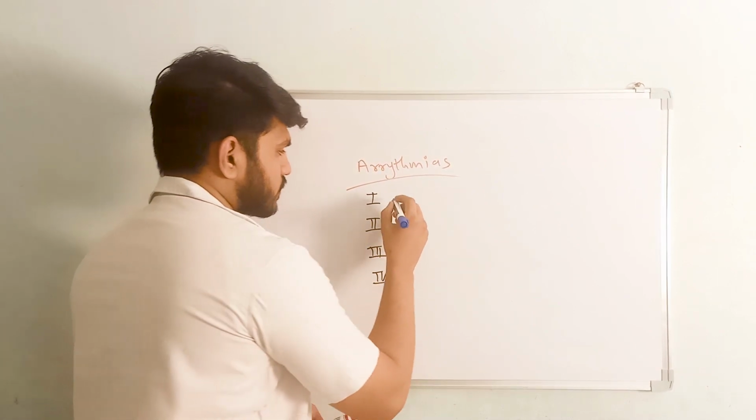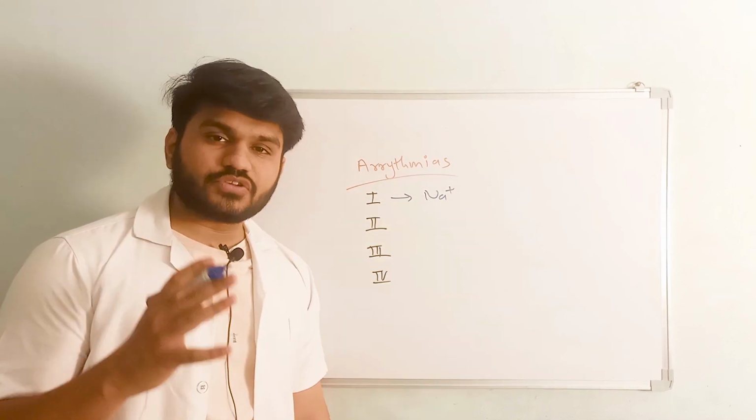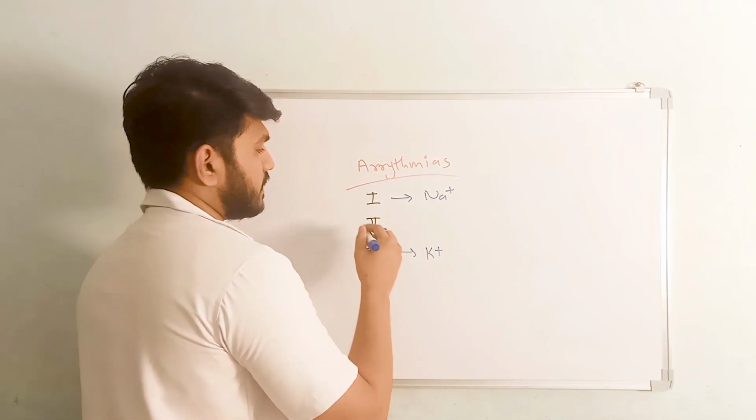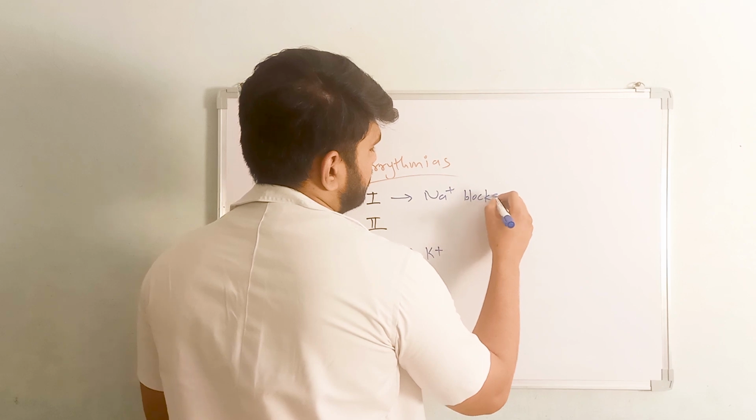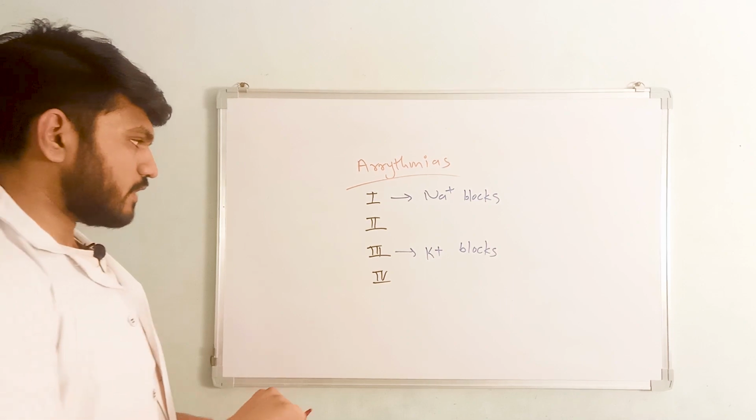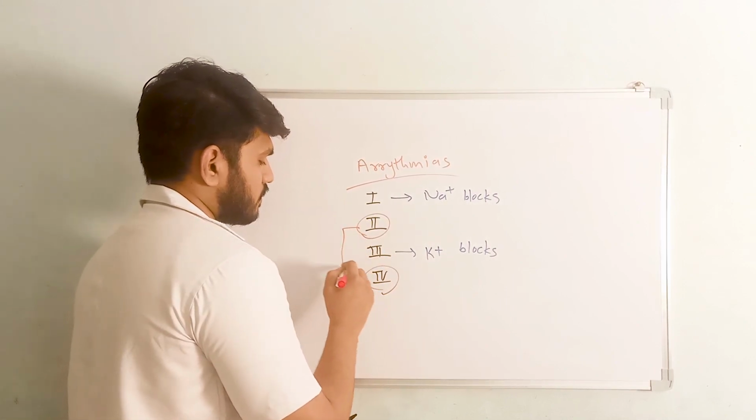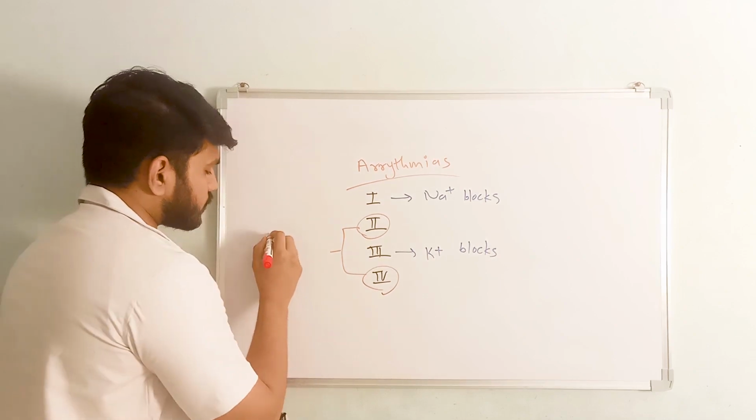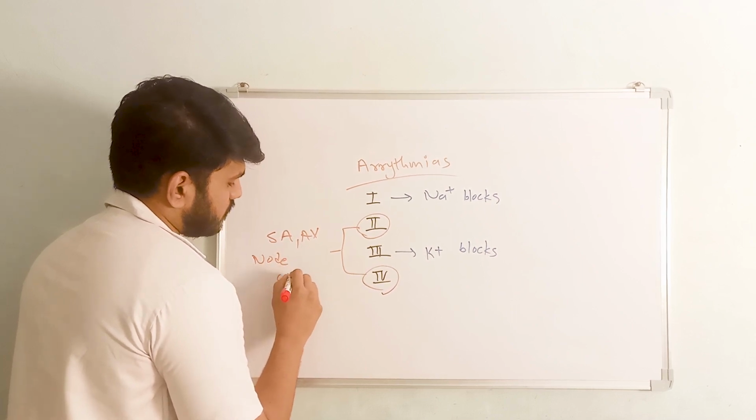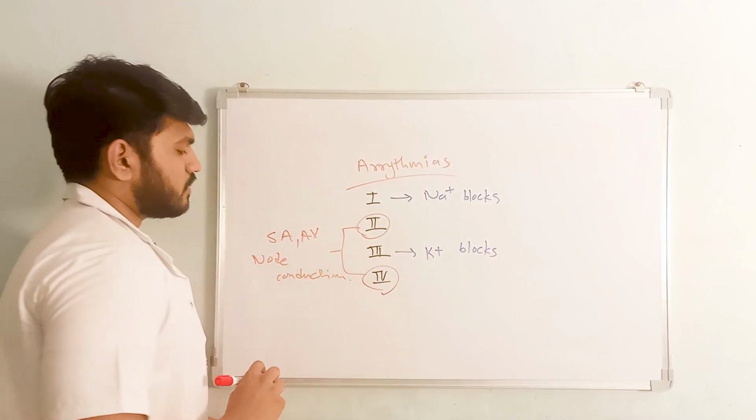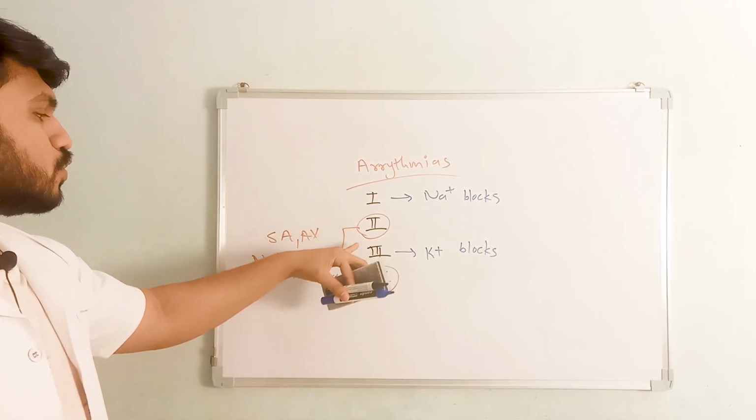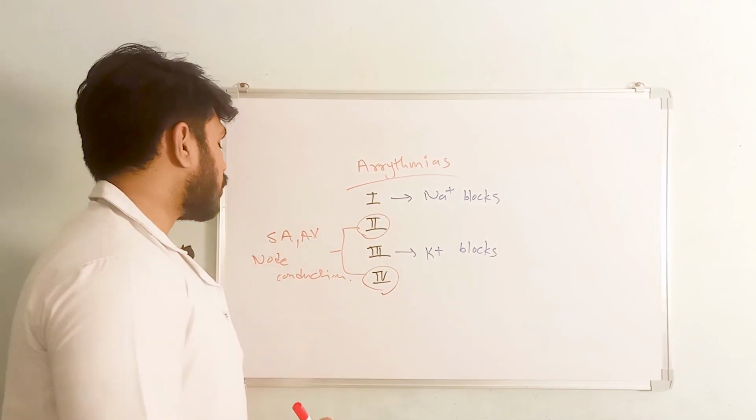Class 1 drugs work on the sodium channel. Class 3 drugs work on the potassium channel, and these two block those channels. The rest of the classes, which are 2 and 4, work on SA and AV node conduction. Okay, so class 1 works on the Na channel, class 3 works on the potassium channel, and class 2 and 4 work on SA node and AV node conduction.